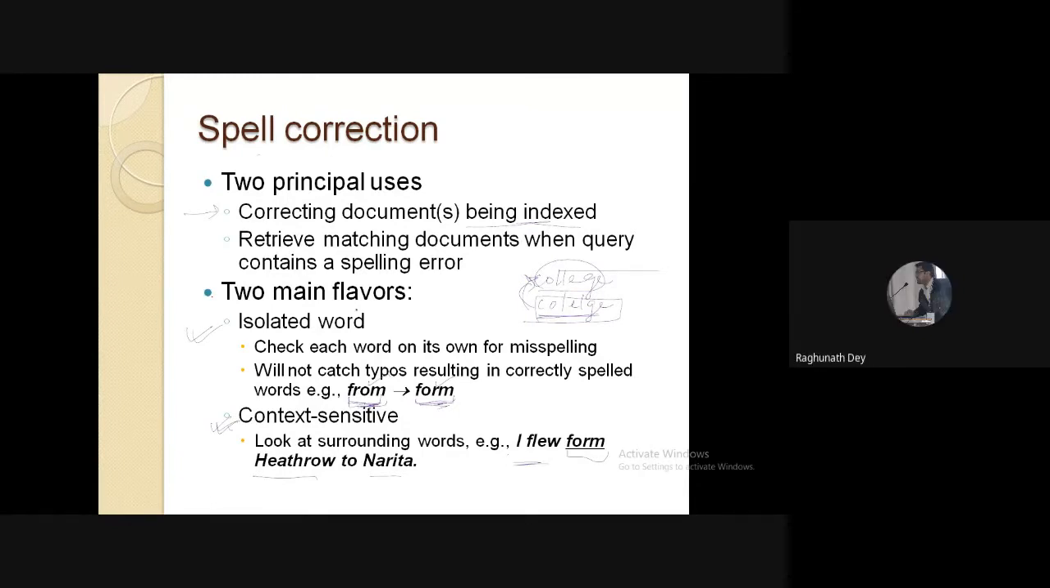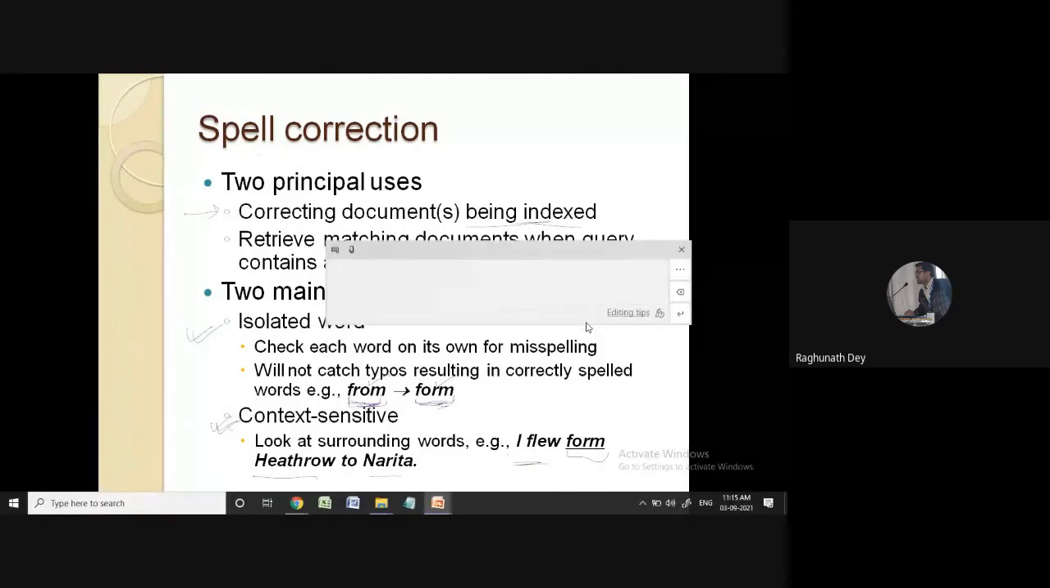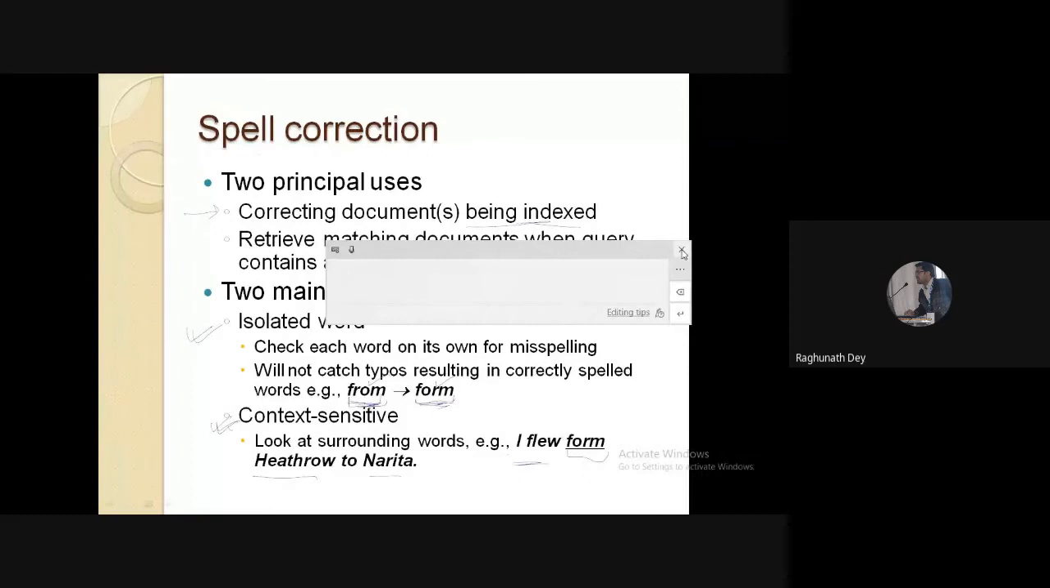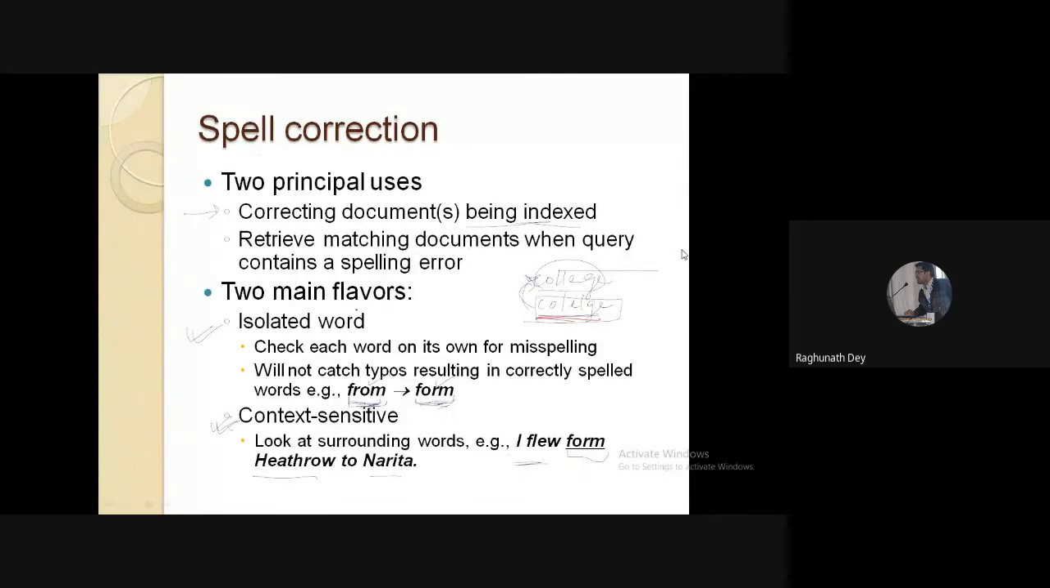Okay. So in the last class, we already discussed spelling correction, that there are two flavors. One is where that particular term or word is corrected in isolation, irrespective of the surrounding context where it is being written. Such as, suppose you have written the spelling of college incorrectly, which is wrong, and you correct it with the help of a dictionary.